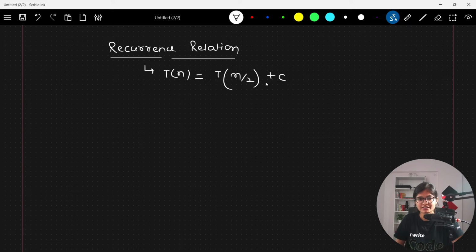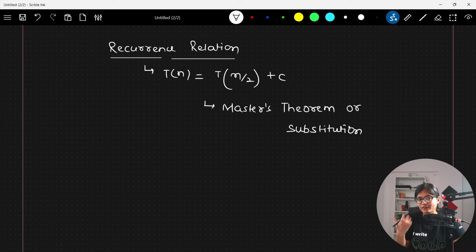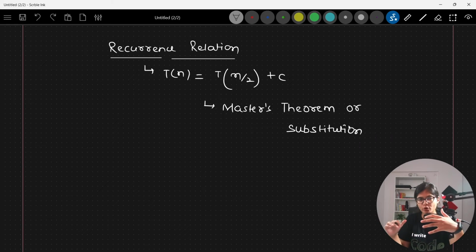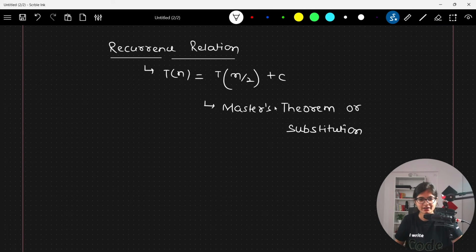Now this recurrence relation you can solve either using the Master's theorem, or you can solve it using a substitution method. I hope that everyone is aware that any kind of recurrence relation we can solve using three basic methods: the substitution method, the recursive tree approach, or the Master's theorem. Here, because we don't have more than one recursive term, we can apply either the Master's theorem or the substitution method to solve this recurrence relation, right?